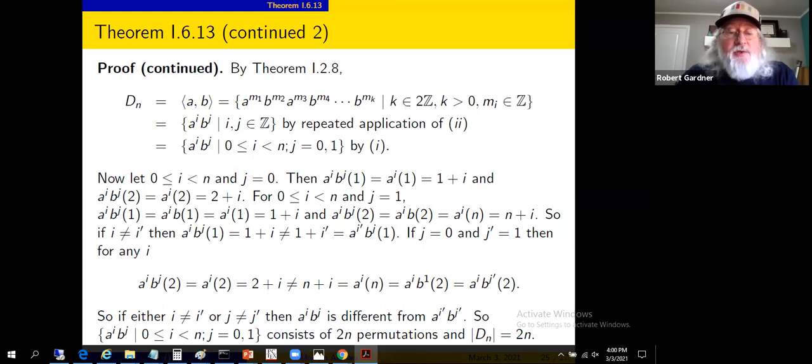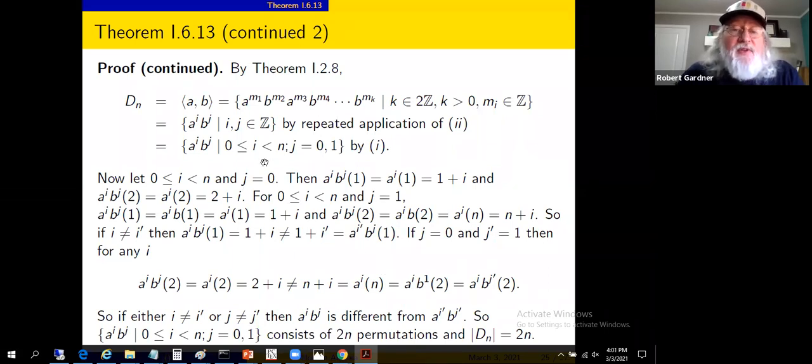And what that amounts to is if either the exponent on A is different or the exponent on B is different, then A to the I, B to the J is not the same permutation as A to the I prime, B to the J prime. So as I ranges over these n possible values and J ranges over these 2 possible values, those permutations are different. Actually, they're either different on 1 or on 2. So it was easy to show a difference.